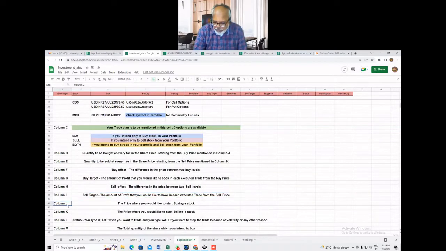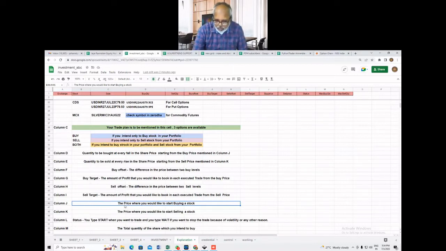Column J, the price where you would like to start buying a stock. This is the price where the buying will start in your account. Suppose I want to buy a stock at 300 when the market is at 325, then if I put a buy price as 300, whenever the market falls to 300, my execution will start. And if the market is trading above my 300 price, my execution will not start. So that is the price you have to put where you want to start a trade.